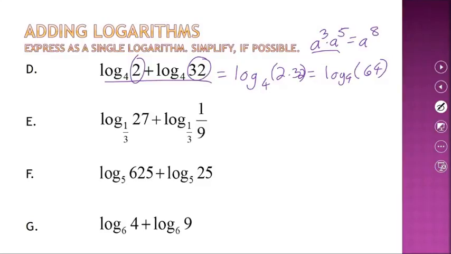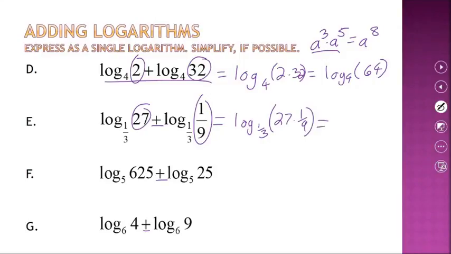Same thing in all of these. Again, this only works if the base is the same. You'll see in all of these the bases match. For E, it's got the base of 1/3. F's got the base of 5, and G's got the base of 6. So when we combine them, adding really means multiplying these values in the logarithms. So this would be log with the base of 1/3, and we're going to multiply 27 times 1/9. A lot of people struggle multiplying fractions, but multiplying by 1/9 is the same as dividing by 9. So think of this as 27 divided by 9, which is 3. But if you can't do those fractions, you can always rely on a calculator.